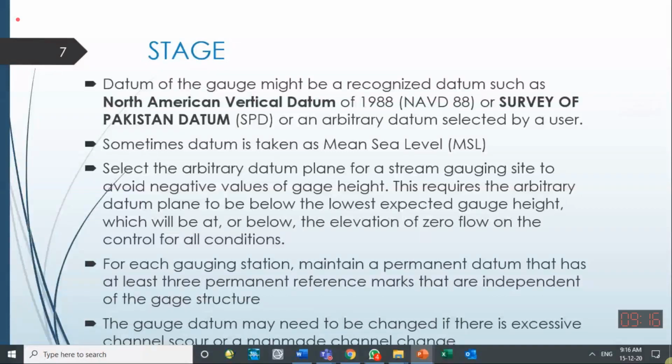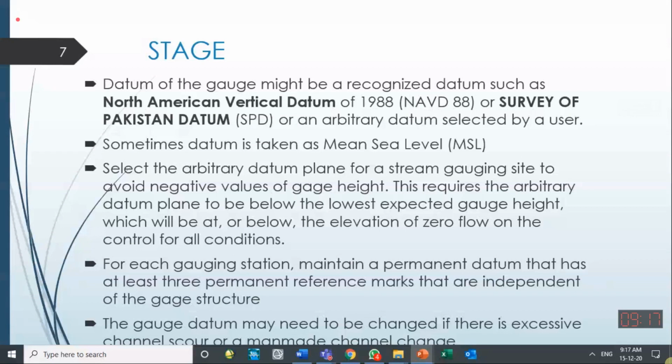From that milestone mark, you can again correct the level of your stage staff if that staff has been moved because of some flood event or some other reason. If the staff has been moved and you want to reset it, you can again carry out the survey, again carry out the leveling activity, and again set the zero level of your staff over there.